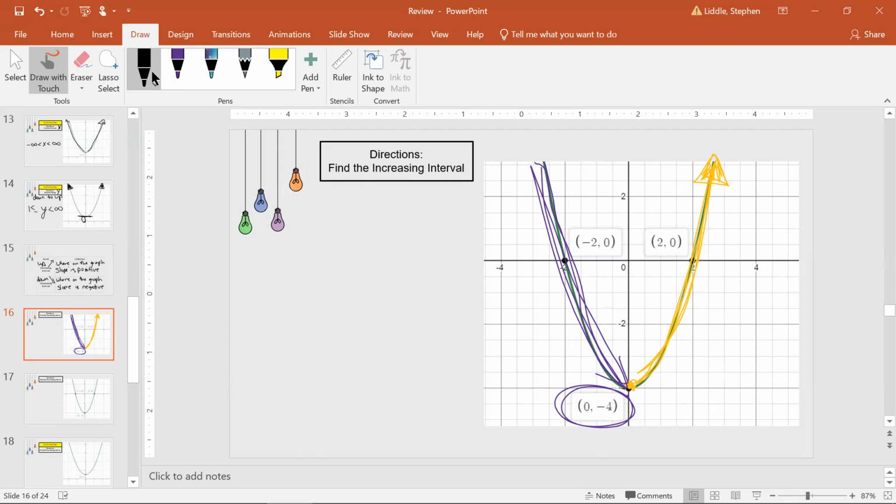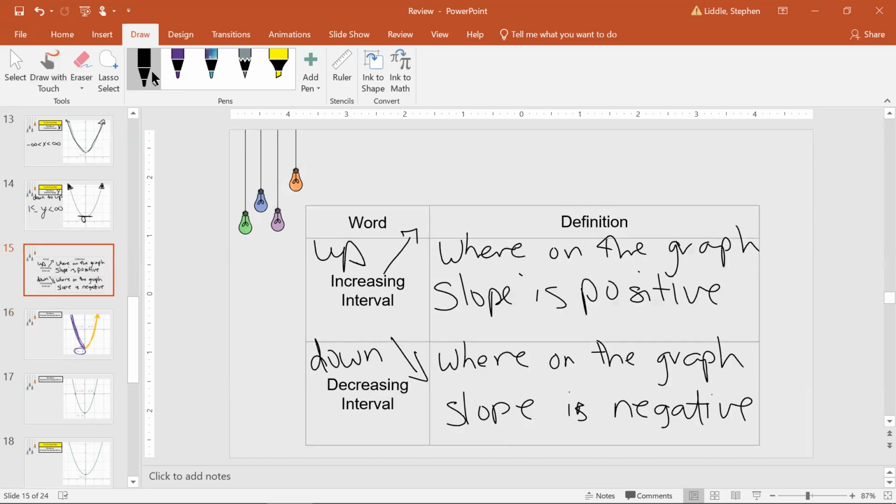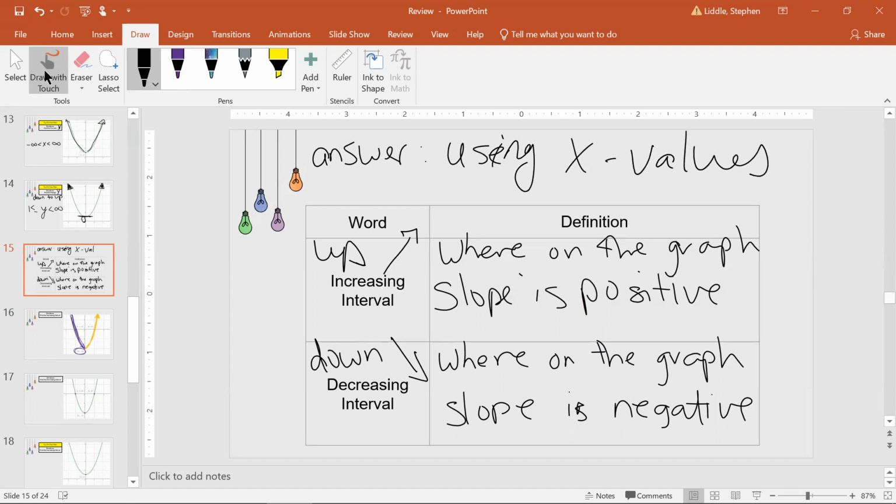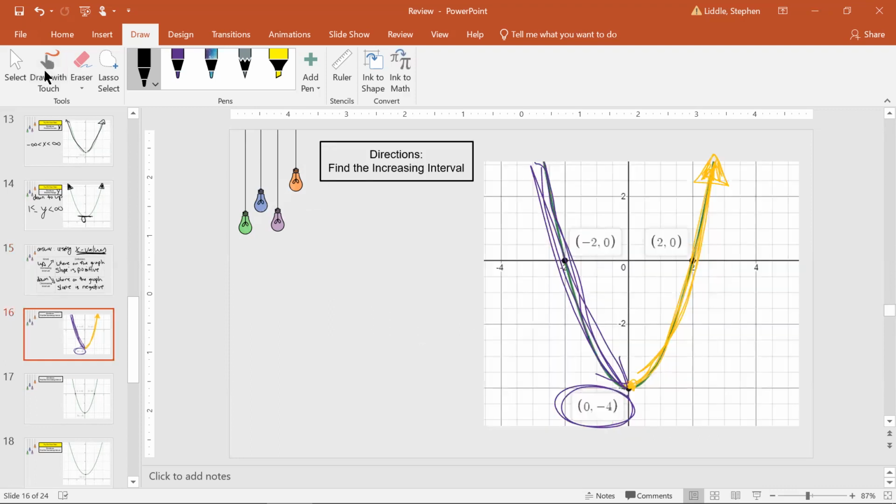An important keynote that you want to write: when we are doing the answer for increasing and decreasing, we're going to be using the X values. And that is very important. We are going to be using the X values. So you'll be looking at a point, using the points, and only using the X values. So let's look at this increasing interval. The yellow part that I've highlighted is the increasing part.